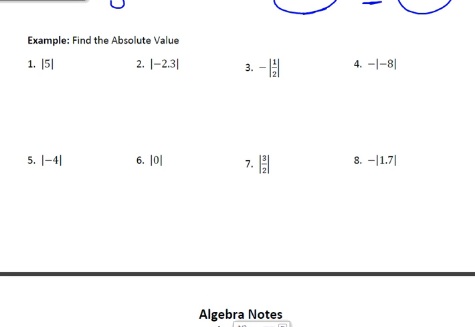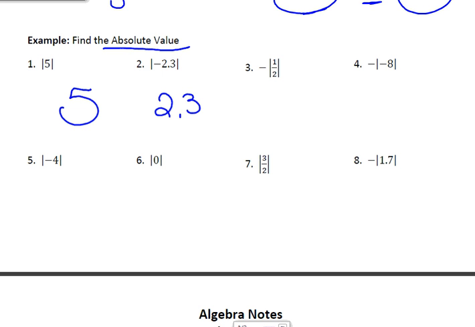Alright, so the absolute value of 5 is 5. So what we're saying with absolute value is how many spaces away from 0 is the number 5. Well, we figured out earlier that it is 5 units away from 0. Okay, so the absolute value of -2.3 is going to be 2.3. Again, those absolute value bars are making everything positive.